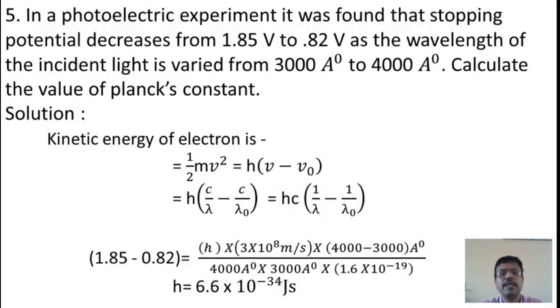Simplify this. 1.85 minus 0.82 electron volt, converted with 1.6 into 10 power minus 19, is equal to h into 3 into 10 power 8 meter per second into (4000 minus 3000) into 10 power minus 10 by 4000 angstrom into 3000 angstrom, into 1.6 into 10 power minus 19. If we substitute this, the value of Planck's constant is again 6.6 into 10 power minus 34 joule second.